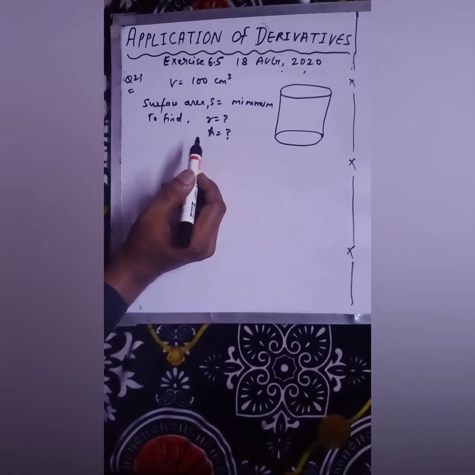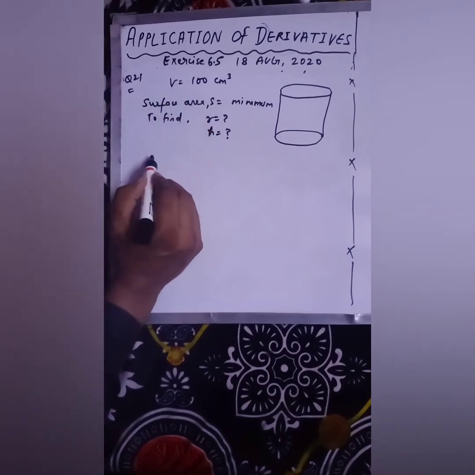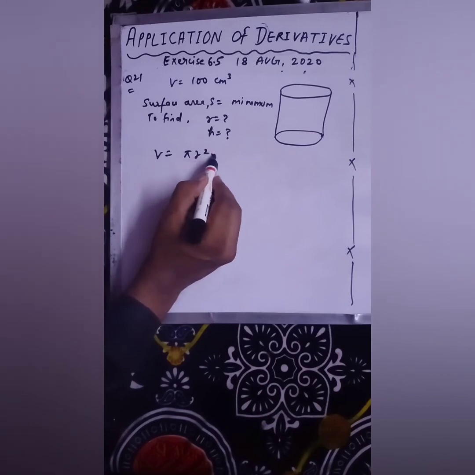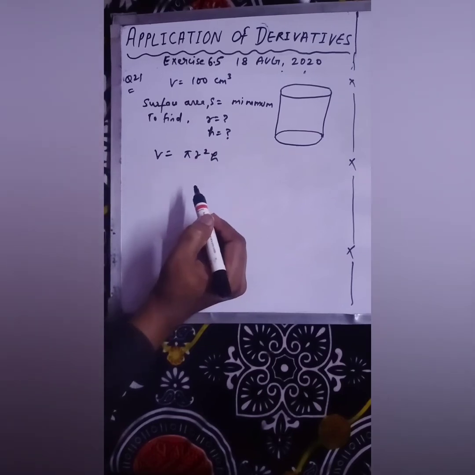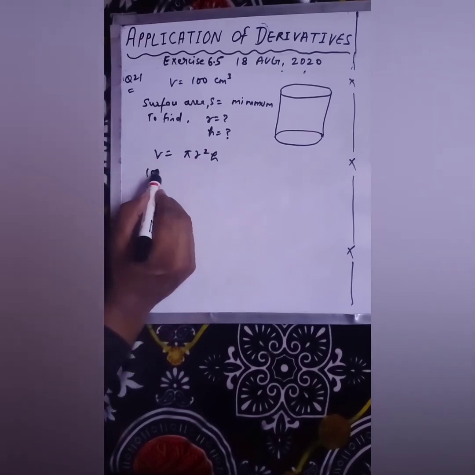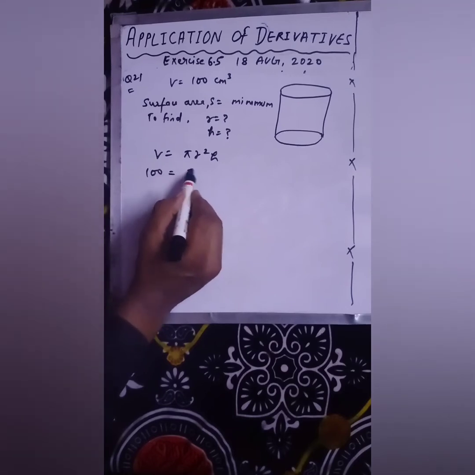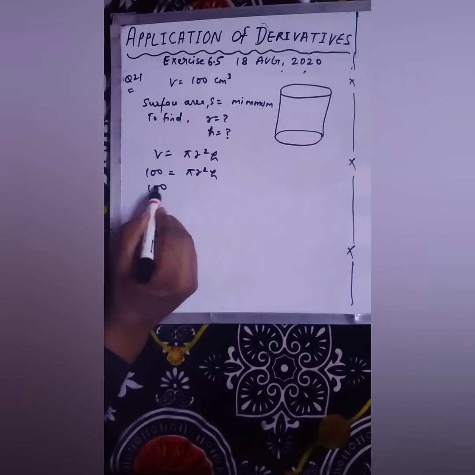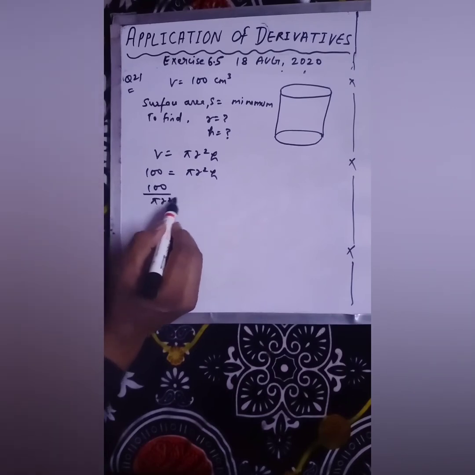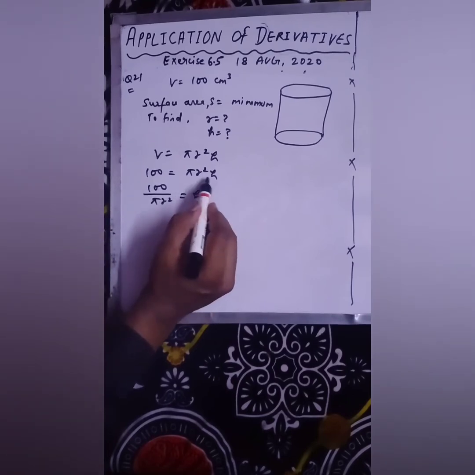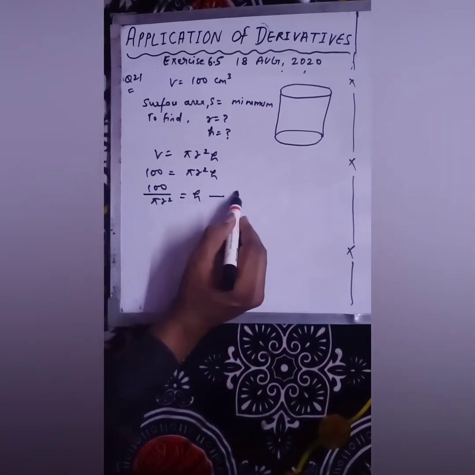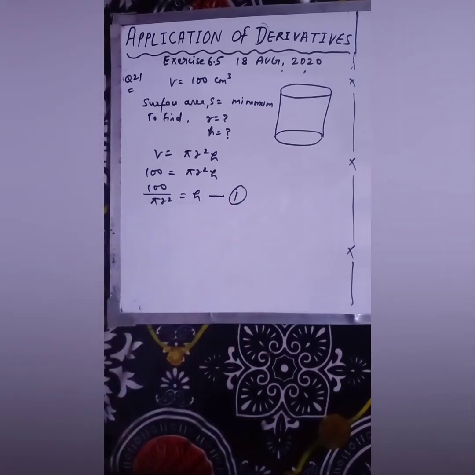So the volume of the cylinder is pi r square h. This is the formula to find the volume of the cylinder. The volume is given, which is 100. So I'm putting this value V here, and then h equals 100 over pi r square. This pi r square will come in the denominator, and this is the value of h. This is your equation number 1.